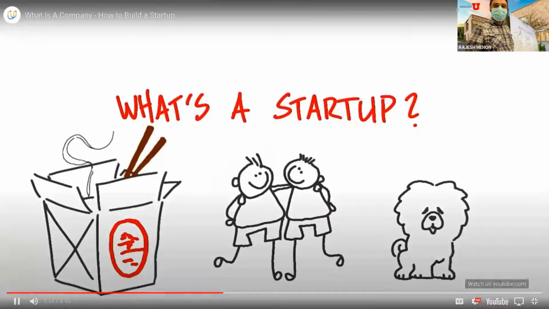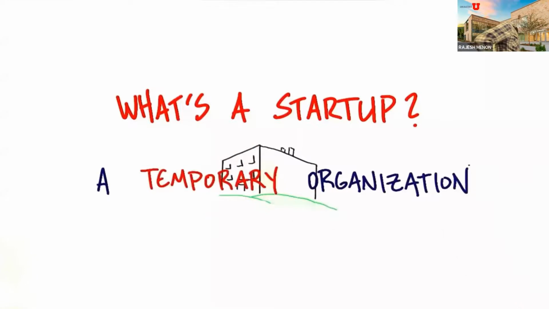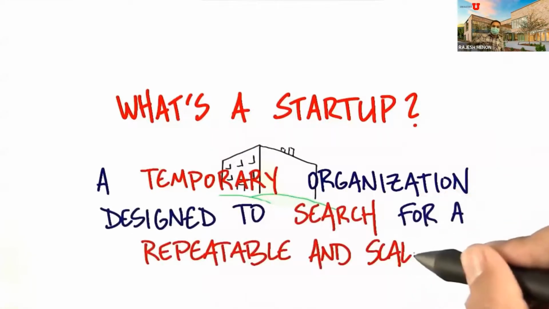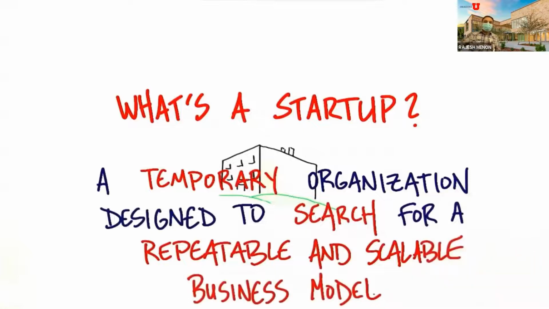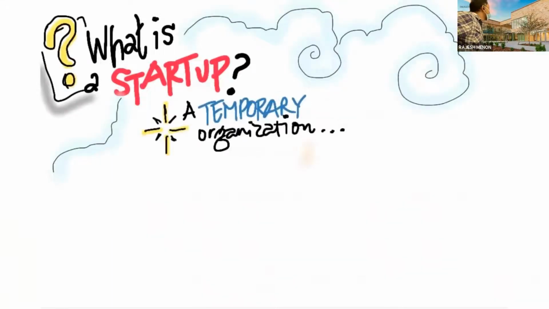So I'm going to give you Steve's definition of what it is you're actually doing. One is a startup is a temporary organization designed to search for a repeatable and scalable business model. Now, let's go back and parse this sentence because this is pretty important. Number one is temporary. The goal of a startup is not to be a startup. A startup actually aims to become a company.